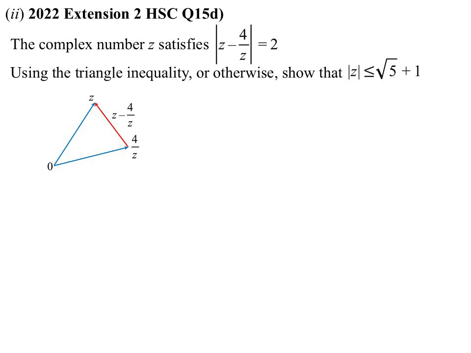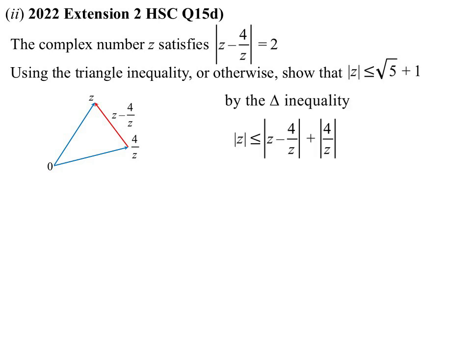Okay, but the triangular inequality tells me that any side in the triangle will be less than or equal to the sum of the other two sides. So I've said the modulus of z is less than or equal to the modulus of z minus 4 on z plus the modulus of 4 on z. But we know that this one is equal to 2.